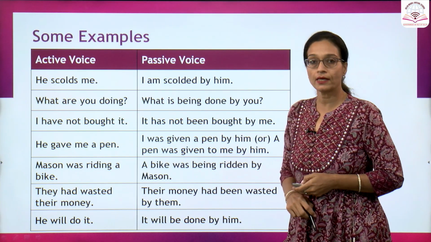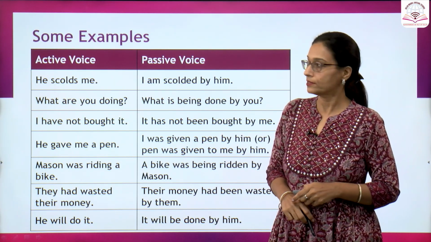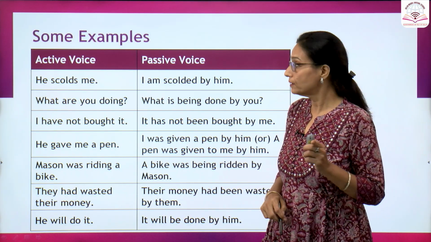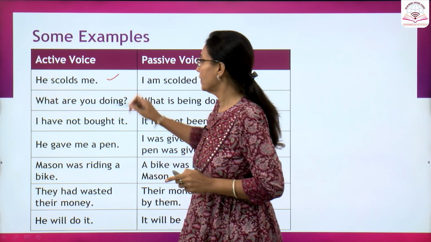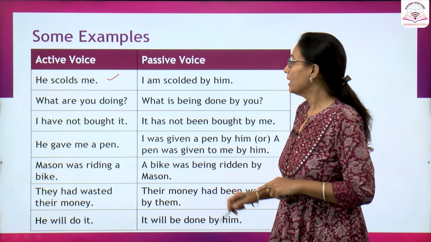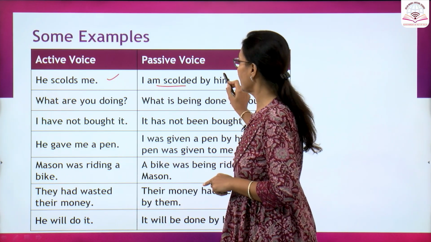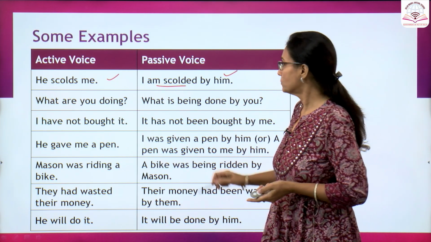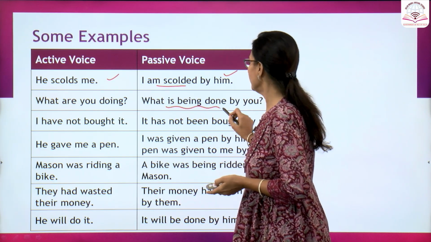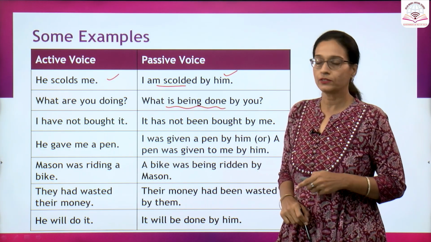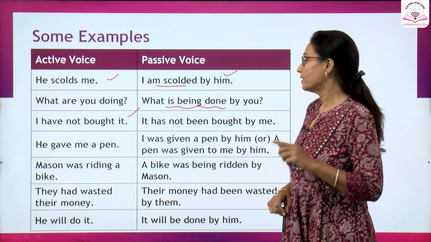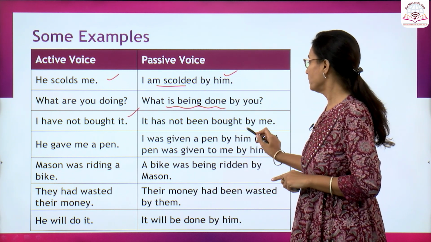Now, let us take a look at some of the examples. So, the first example is, he scolds me. This is in active voice. In passive voice, what we will say? I am scolded by him. Second, what are you doing? So, we will say, what is being done by you, in passive voice. I have not bought it. It has not been bought by me.